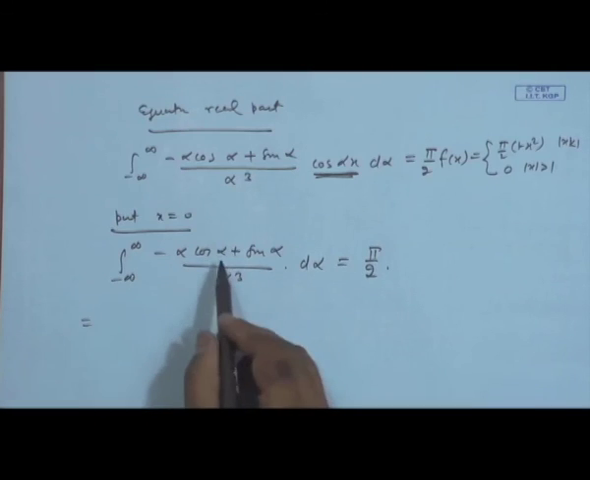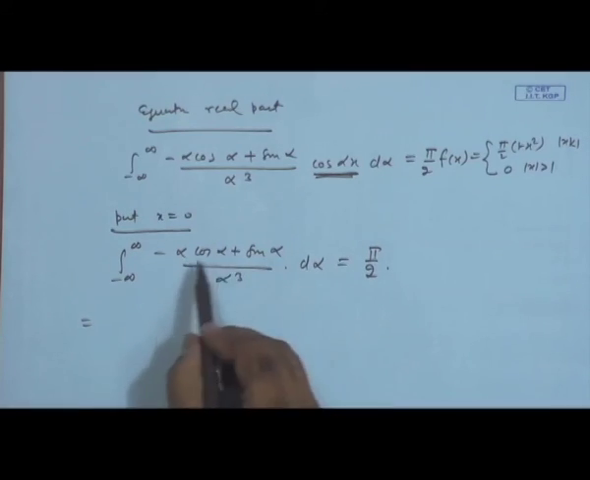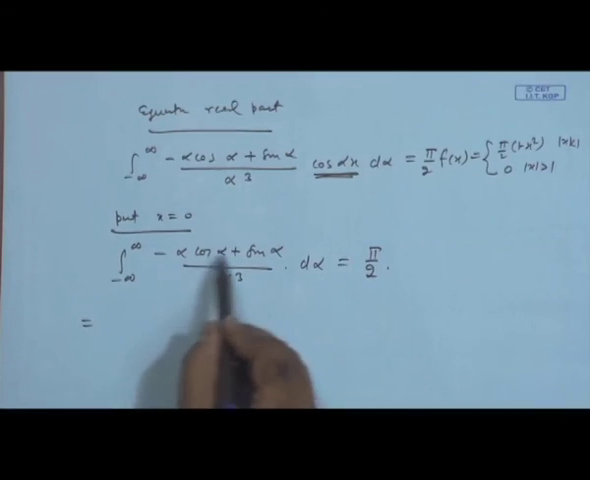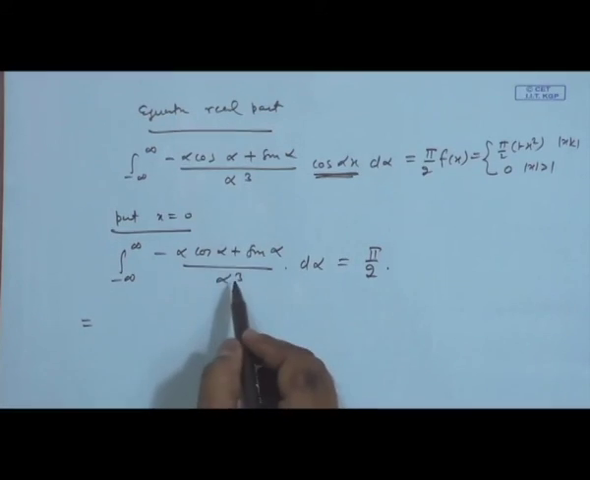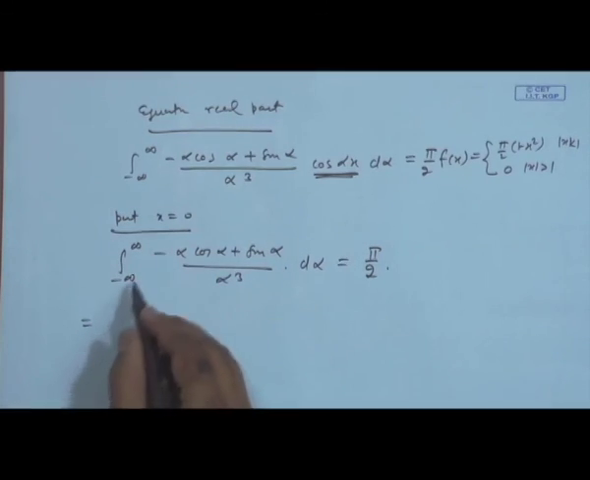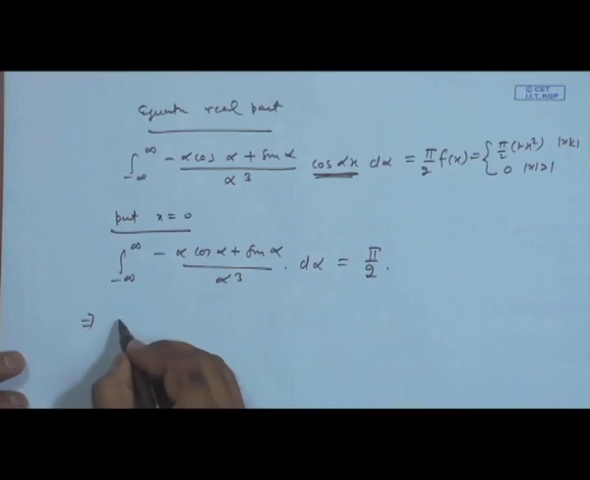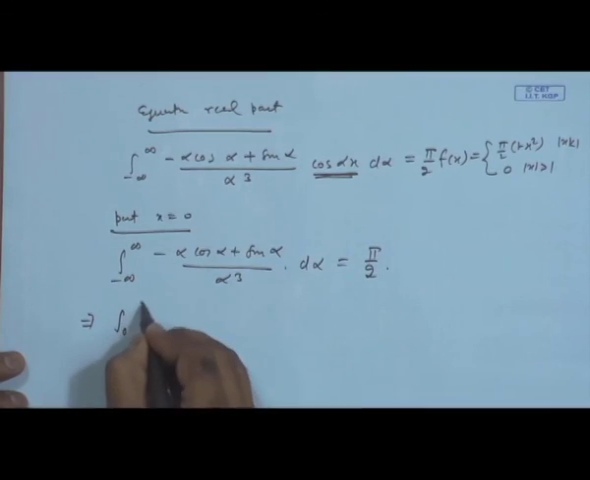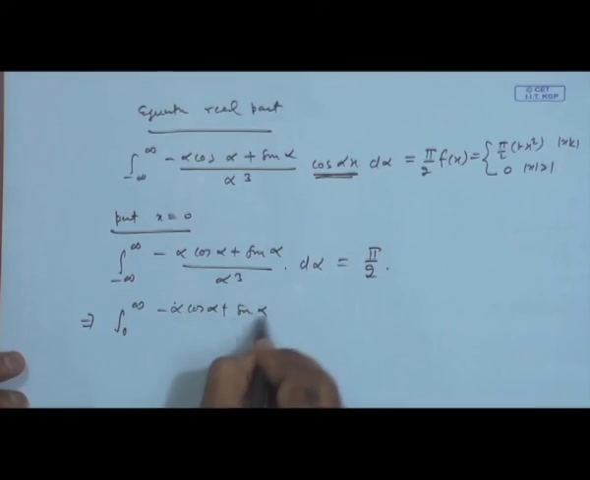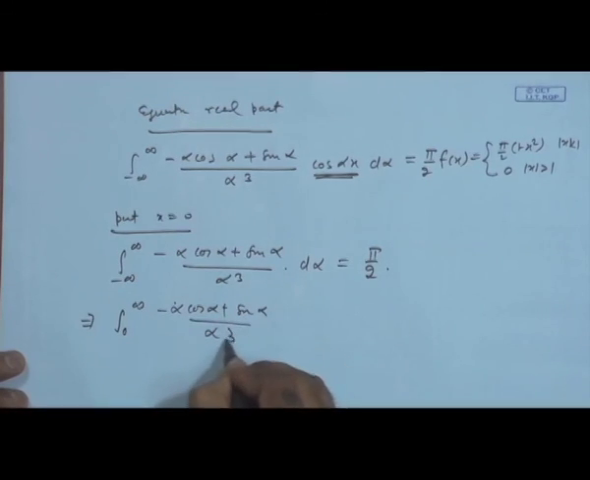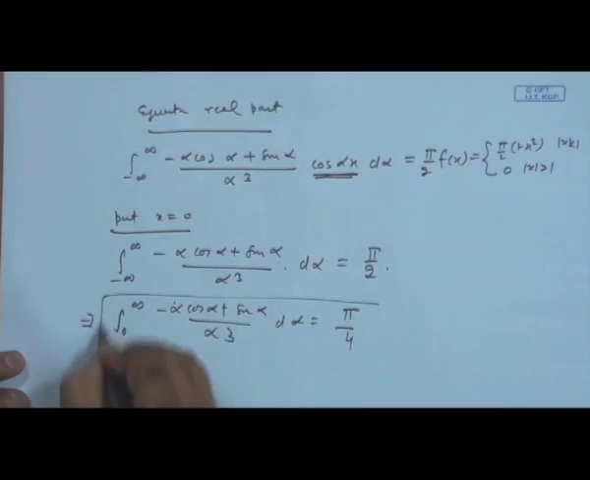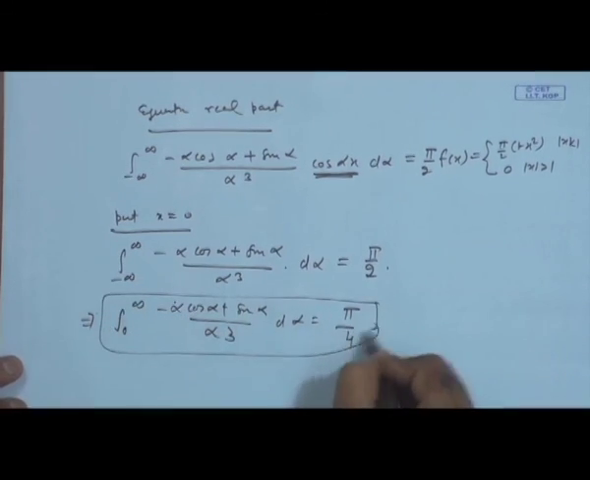And this is, if we see, this is the even integral. So if we put alpha to minus alpha, we will get the same value, because here we will get minus and then minus here. So this is the odd over odd, an even function. So we have 2 times the integral from 0 to infinity of minus alpha cos alpha plus sin alpha over alpha cube d alpha. The value is pi by 4, because 2 will go to this side and we have pi by 4.